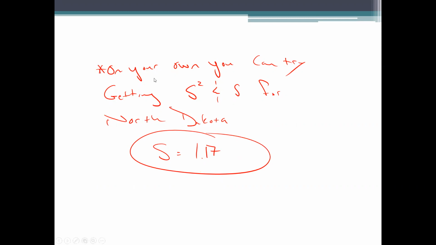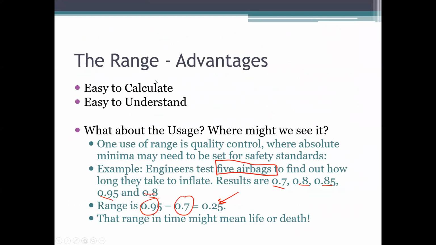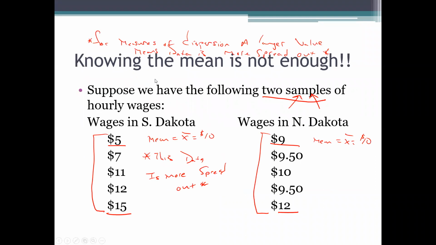So going back, this is what we saw here. S squared here is 16 and S is 4. If you do North Dakota by hand, you'll end up getting S squared equal to 1.375, and S ends up being, when you round it, 1.17. So this data is more spread out, and we're seeing that when you compare these two values, okay?